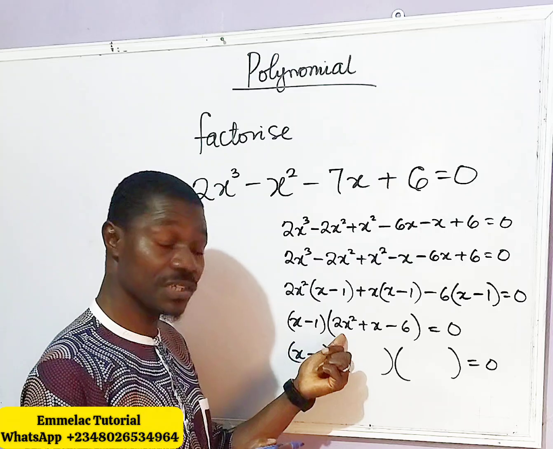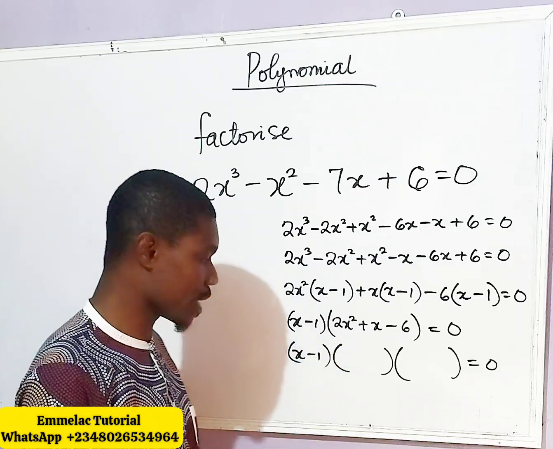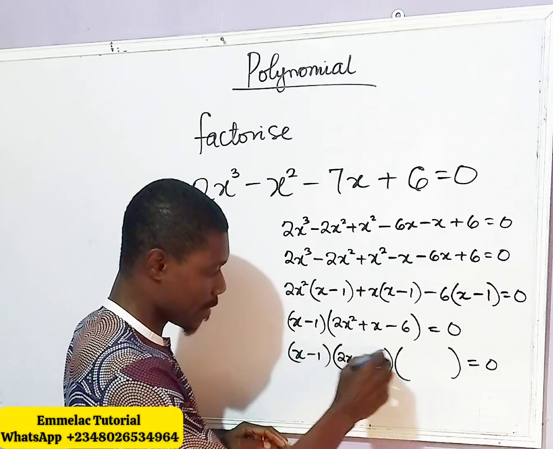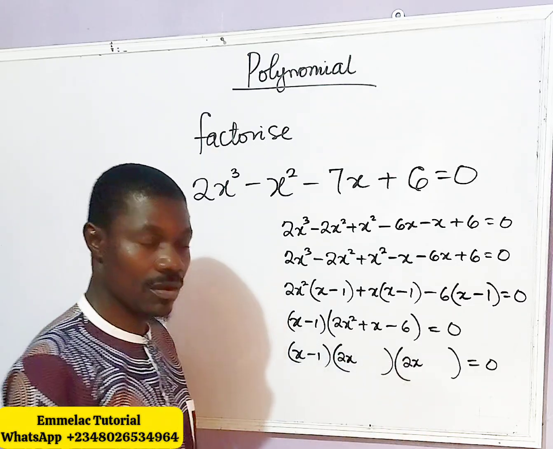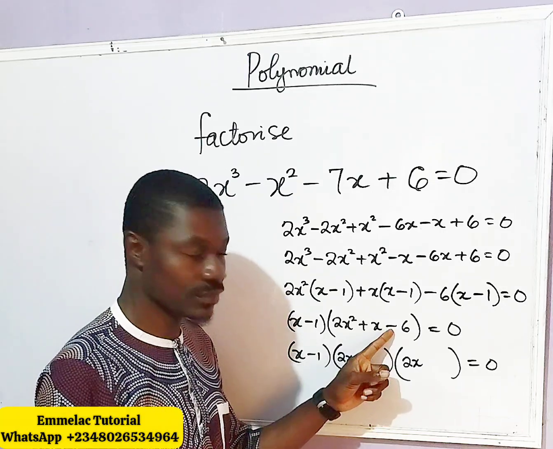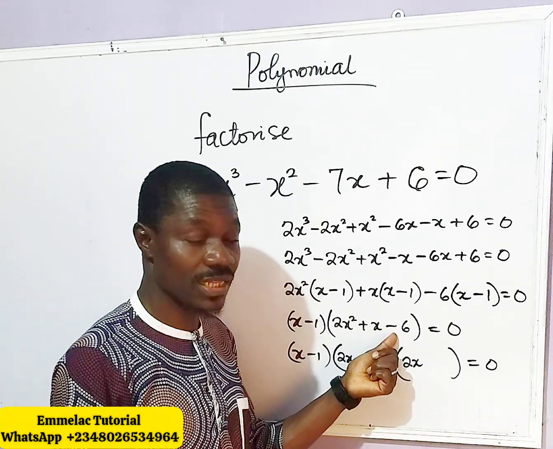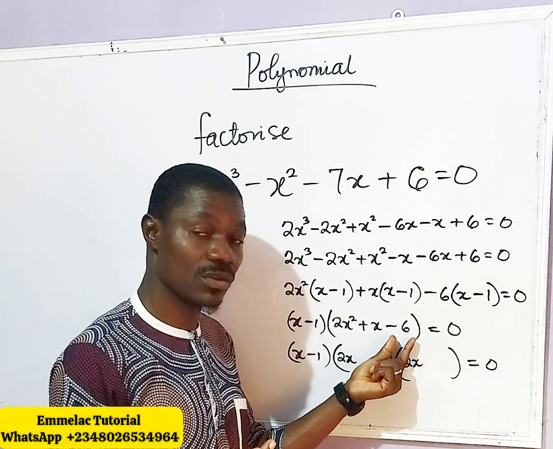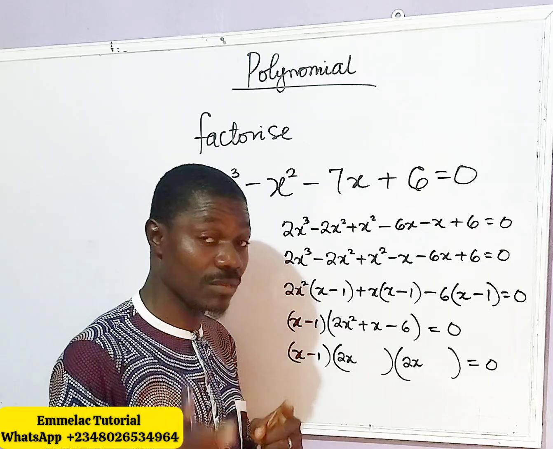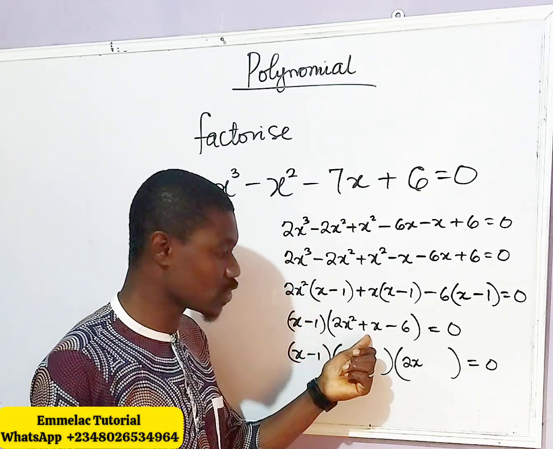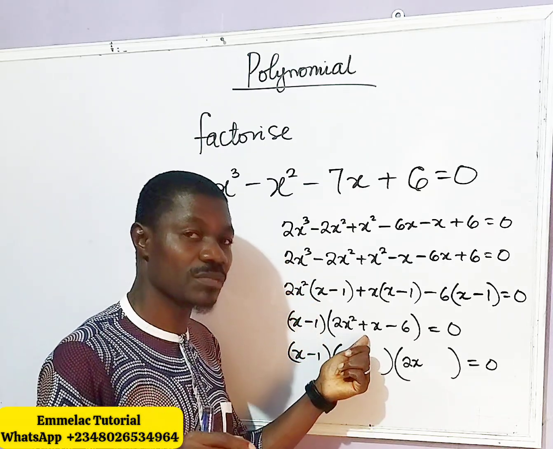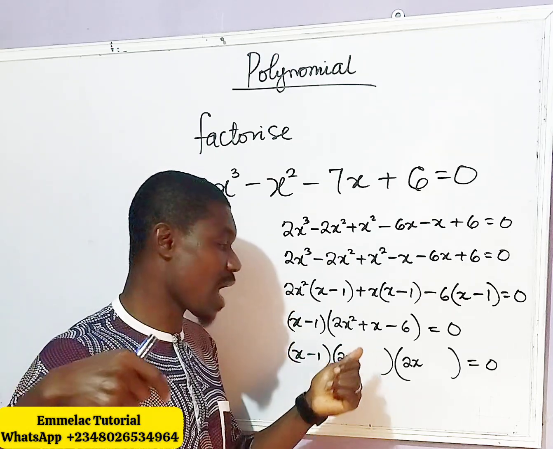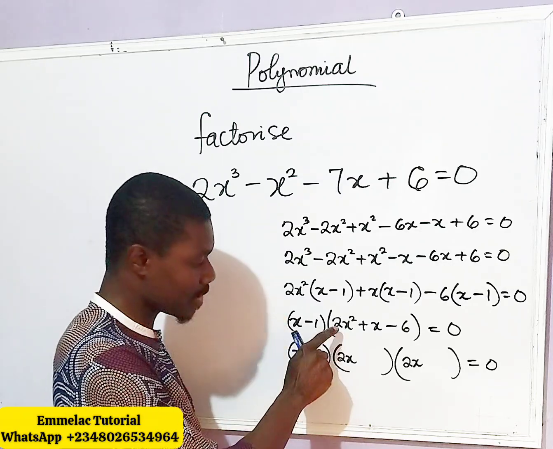Now take note that the leading coefficient here is 2, and the variable here is x, so you put 2x here, and 2x here. Now considering that the constant here has a negative sign, it implies that the two factors which multiply to give us this constant are plus and minus. And since the sum here is positive, it means the greater of the two factors has a positive sign.